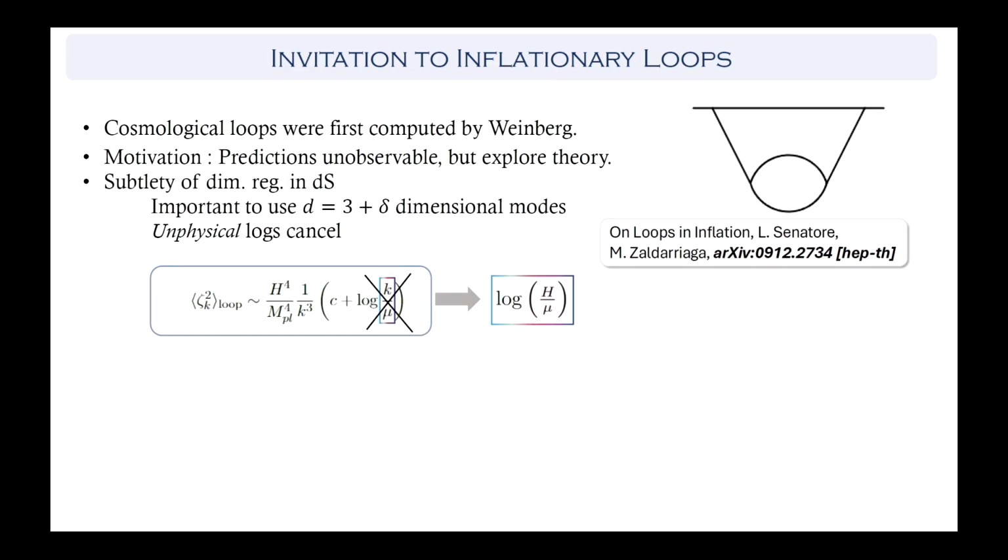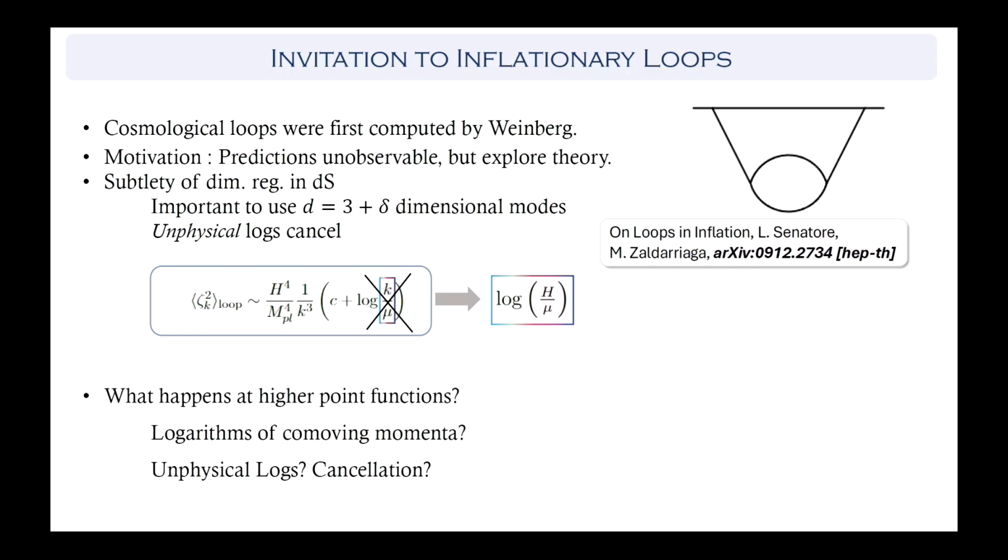The point is that implementation of dimensional regularization in this setup is subtle because, unlike in flat space, there is non-trivial dimensional dependence of the modes in this setup. So if you compute this diagram with 3-dimensional modes, you would end up with this unphysical logarithm, like Weinberg did. But if you account for these order delta contributions, you would actually cancel this unphysical logarithm, and you would get log of H by mu. Notice that this is a ratio of physical scales, and this makes sense.